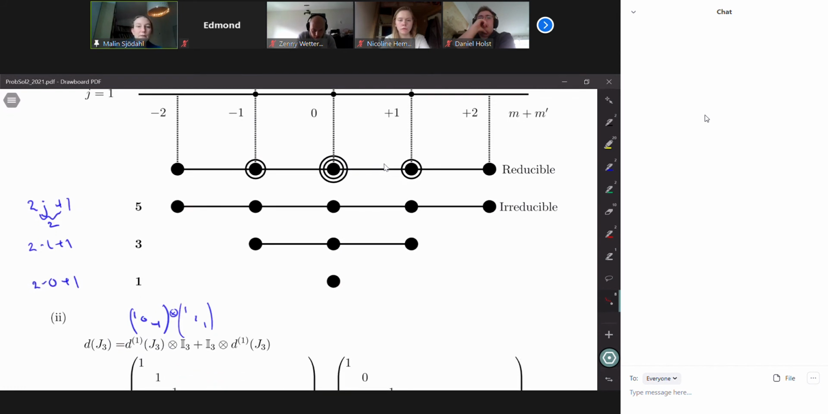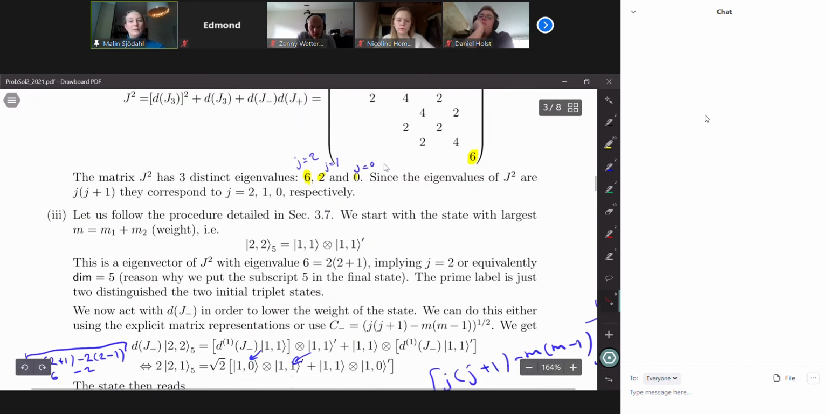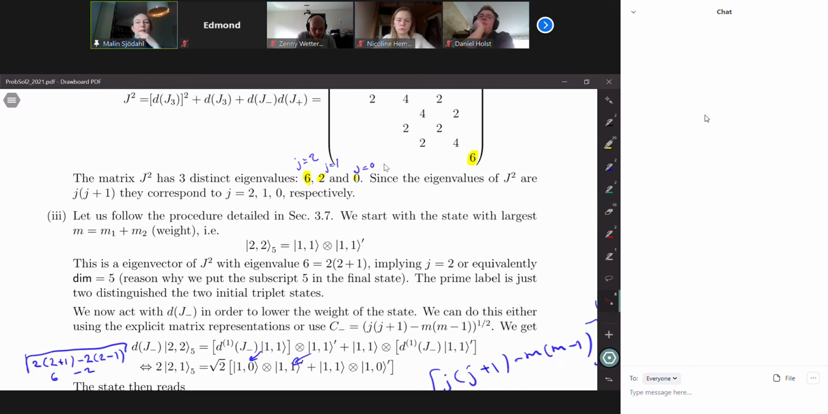So we had seen that we had these states here with 5, 3, and 1 jz values corresponding to j = 2, 1, and 0. So that's then as it should be. Okay, so now we want to find the states. We want to identify the states in the direct sum representation rather than in the direct product.